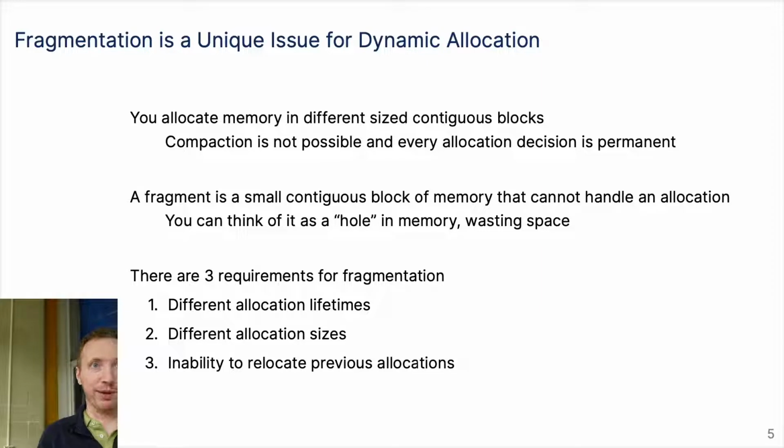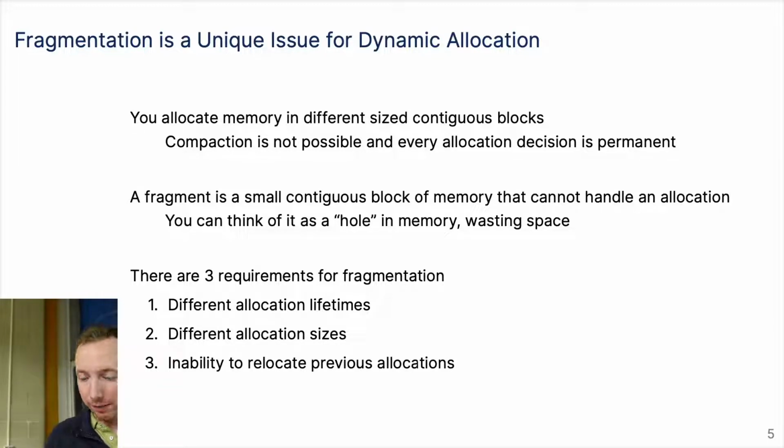And you probably won't get into that, but that's just a nice thing to know. So fragmentation is basically a hole in memory that's wasting space, and we need 3 different things to all be true in order for fragmentation to be an issue. All the allocations have to have different lifetimes, all the allocation sizes have to be different, and then we also need the inability to relocate previous allocations.